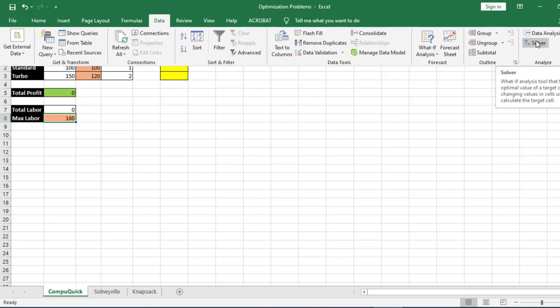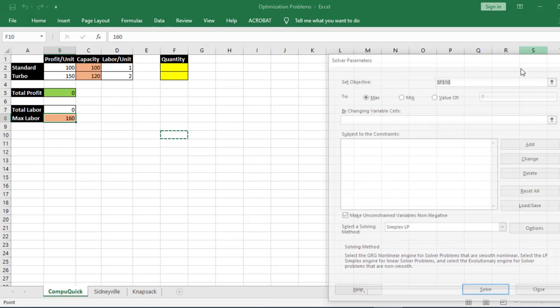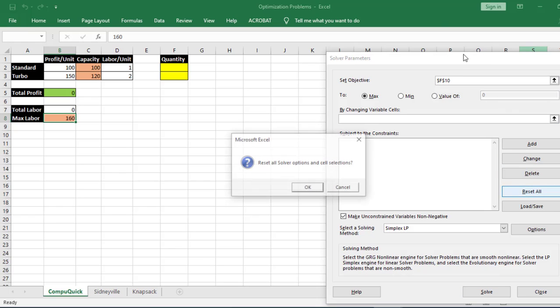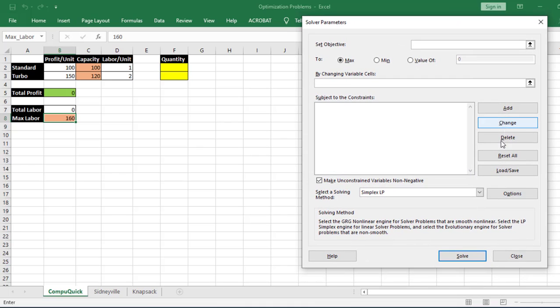Now, this Solver will help us solve the linear optimization problem. So I'm gonna click on Solver and Start. Okay, so I'm gonna reset all. Reset all means if I indicated the solver parameters before, I should reset it all in order to start again. Now, the first row here in this window is to set the objective. So what is the objective? The objective is to maximize this total profit.